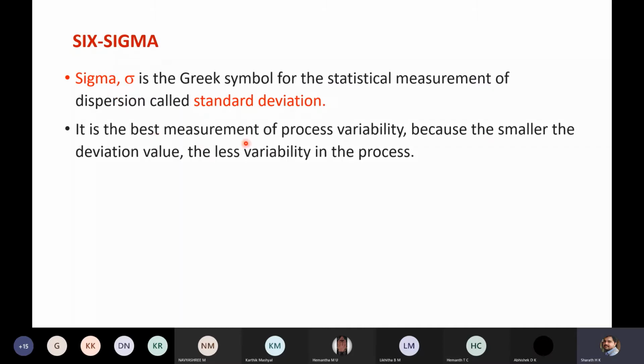It is the best measurement of process variability because the smaller the deviation value, the less variability in the process. If the deviation value is smaller, that is an indication of lesser process variability, and that will indicate the process is in control. If the process is in control, we can get quality products. There is a relation between process variability, standard deviation, whether the process is in control or out of control, and the quality of the product.